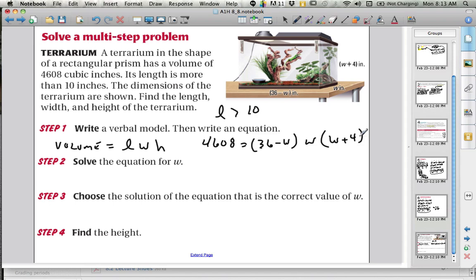And that's my equation. If I want to go ahead and solve the equation, I'm going to need to multiply it all out. So I'm going to begin by multiplying the binomial, right? So I know I'm going to have 36w. So I'm multiplying this times that. This w is going to be out here.